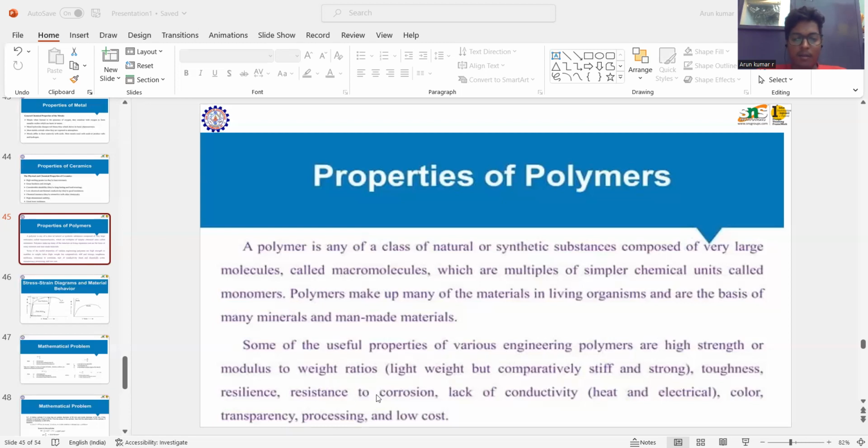materials. Some useful properties of the various engineering polymers are high strength or modulus to weight ratio, lightweight but comparatively stiff and strong, toughness, resilience, resistance to corrosion, lack of conductivity, heat and electrical, color, transparency, processing, and low cost.